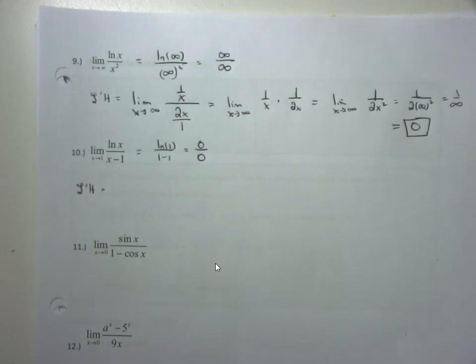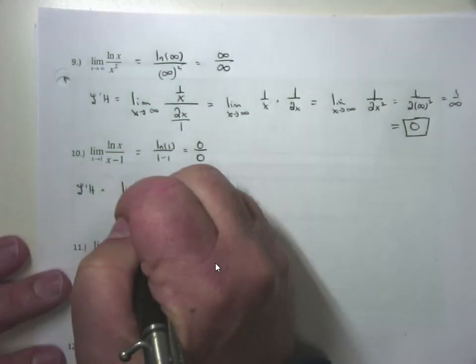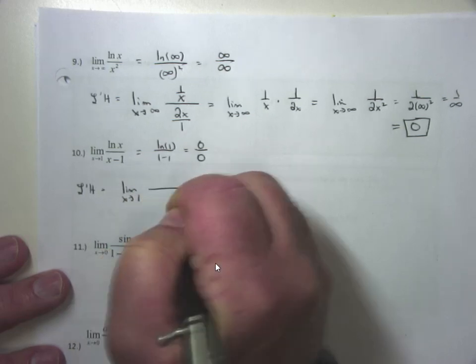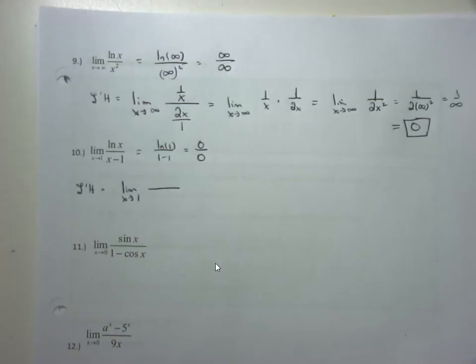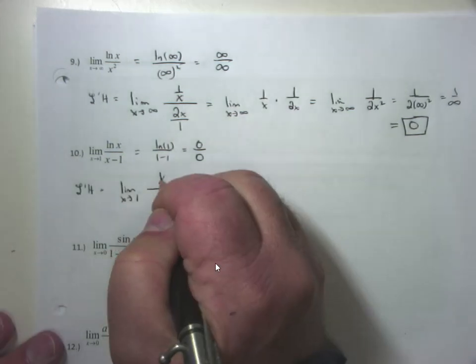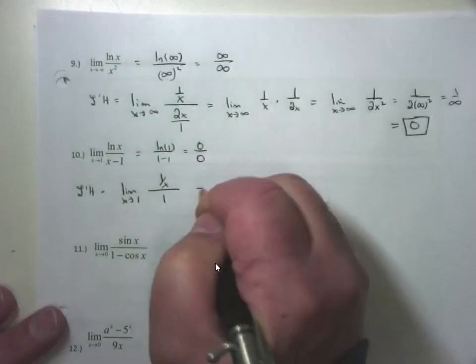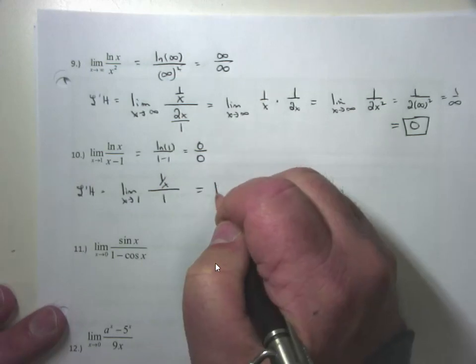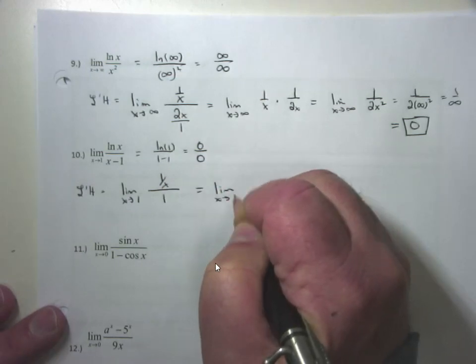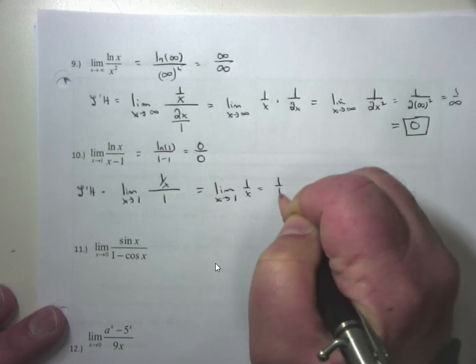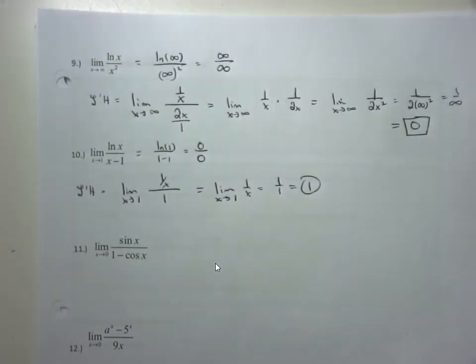So this is equal to the limit as x approaches 1 of the derivative of the numerator. What's the derivative of the natural log of x? 1 over x. Divided by what's the derivative of the denominator? x minus 1. What's the derivative of that? 1. Clean it up. Okay, 1 over x divided by 1 is just 1 over x. So the limit as x approaches 1 of 1 over x equals 1 over 1, which is 1. Does that make sense? Look at the next one.